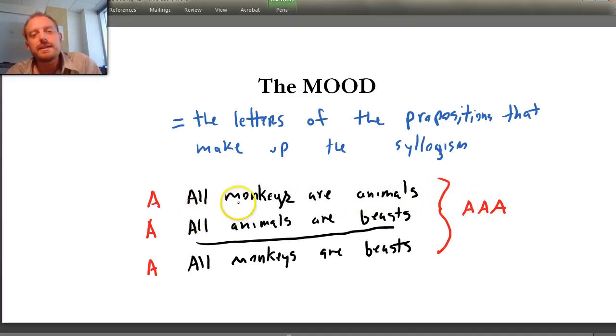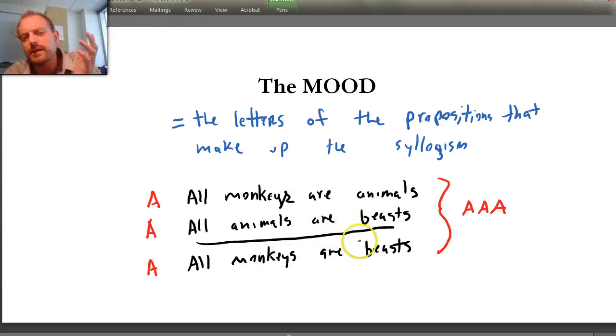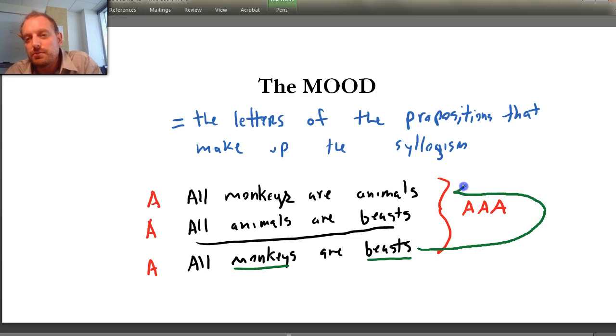Now remember, what this tells us is the form of this argument, because we really don't care what the actual terms are. And if we apply our knowledge of the major term and the minor term, ask yourself, where is the major term? Well, you can see here, beast is the major term, and monkeys is the minor term. And wait a second, didn't we say that the major term should always be contained in the major premise? You can see it's not in this case, is it?